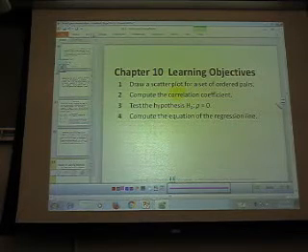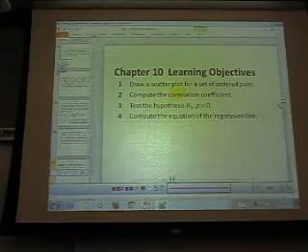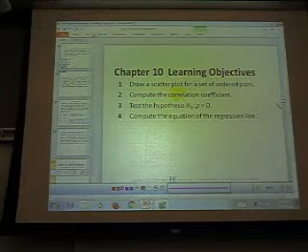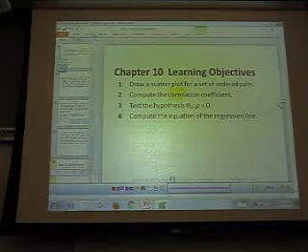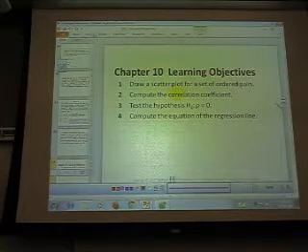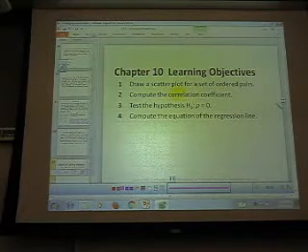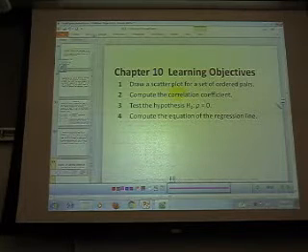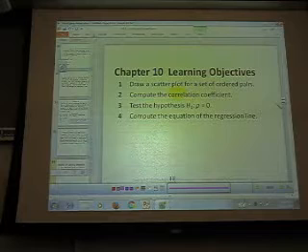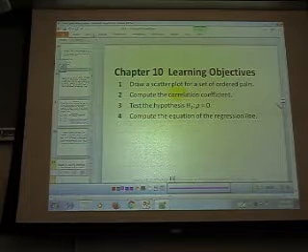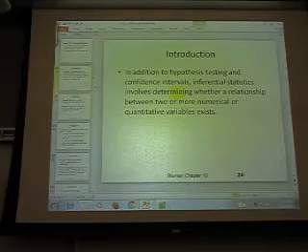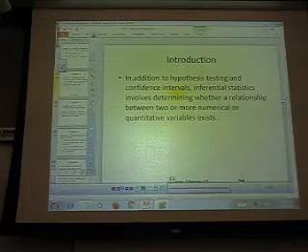How about Calvin? Go ahead and read. Draw a scatter plot for a set of ordered pairs. Compute the correlation coefficient. Test the hypothesis H naught, that's rho. That weird P is rho. Rho equals 0. Compute the equation of the regression. Right. So these are things we're going to do in chapter 10. So the introduction. Dennis, go ahead and read.